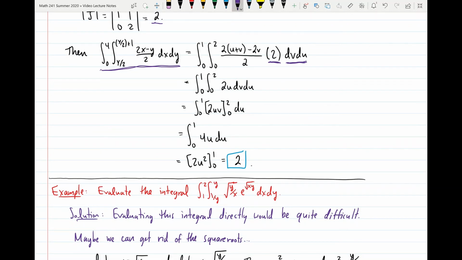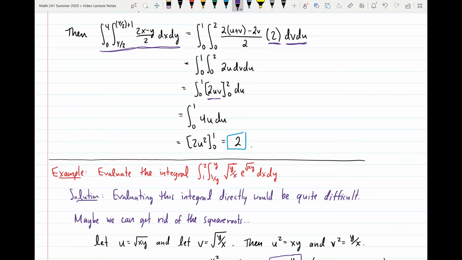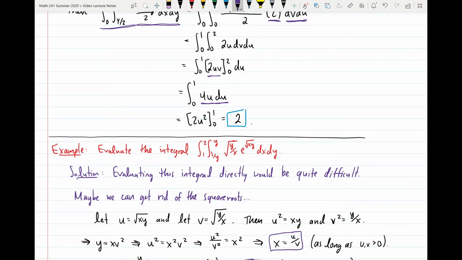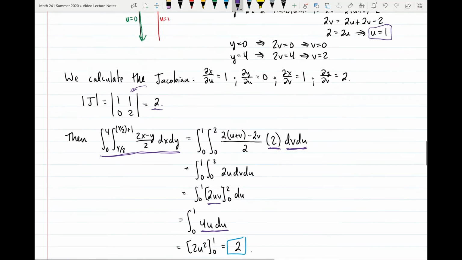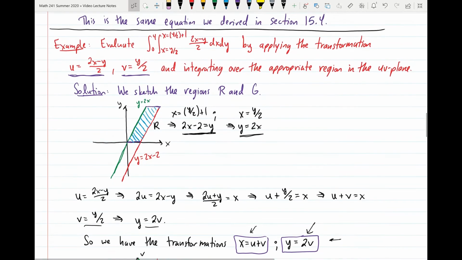And then we take the inner integral with respect to v. We get 2 times u times v evaluated from 0 to 2. We can plug in a 2 for v, and we get the integral from 0 to 1 of 4 times u du. And again, we take the integral with respect to u now, and we get 2u squared evaluated from 0 to 1. And this will give us just 2. And so at the end of the day, the value for the original integral is just equal to 2.